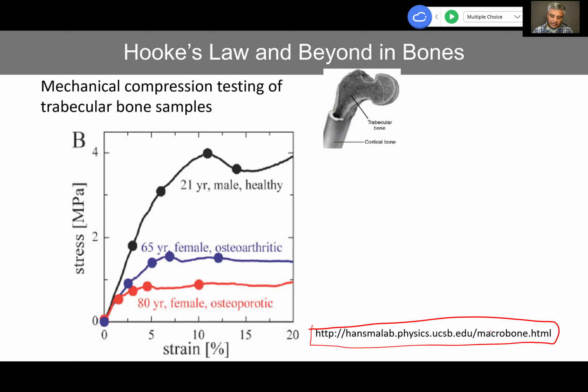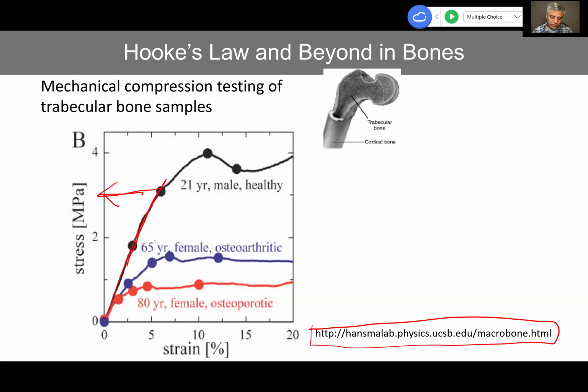So what we find is if there is a healthy, young person, you see this line is straight up to very long, for up to large stress. So it can withstand large stress. That's why as long as we are, let's say, young, we can jump off from a certain height and our bone is not going to break.